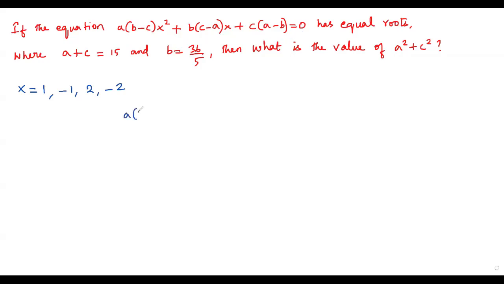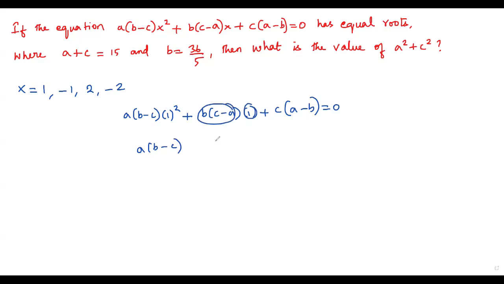Okay, let me do it. a(b − c). When I plug in 1 for x here, I get 1² + b(c − a), and for this x also I plug in 1, + c(a − b) = 0. Okay, so the value of 1² is just 1. When I multiply this by 1, I still get the same thing, that is a(b − c). And when I multiply this by 1, I get the same thing, that is b(c − a) + c(a − b) = 0.